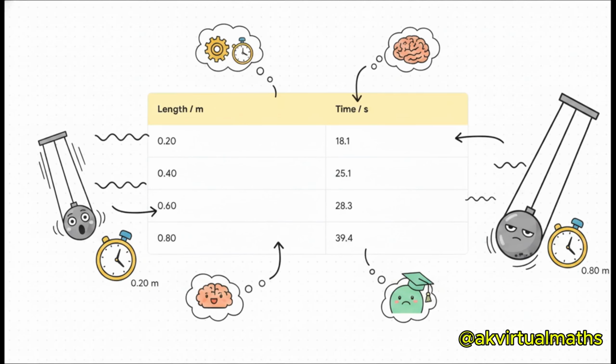When you run this experiment, look at how these variables relate to each other. With a short string of just 0.20 meters, 20 swings take about 18.1 seconds. But as we move down the table and increase the length of the string to 0.80 meters, the time jumps significantly up to 39.4 seconds. This data clearly, mathematically proves that increasing the length of the pendulum directly increases its time period.